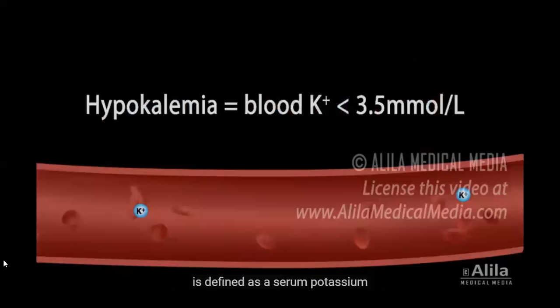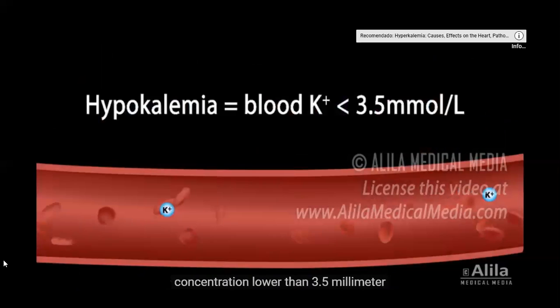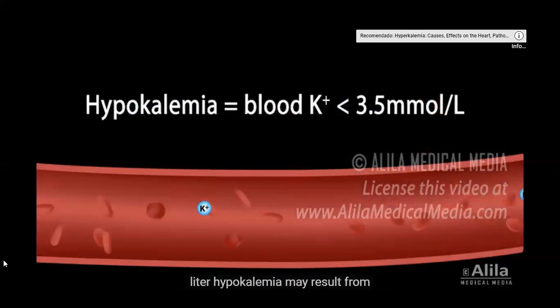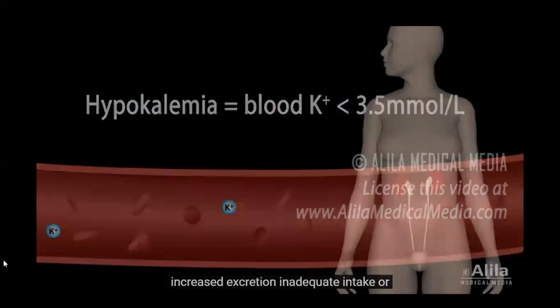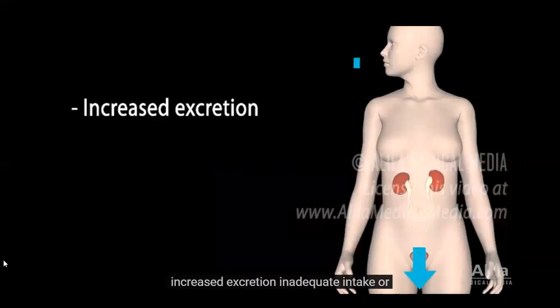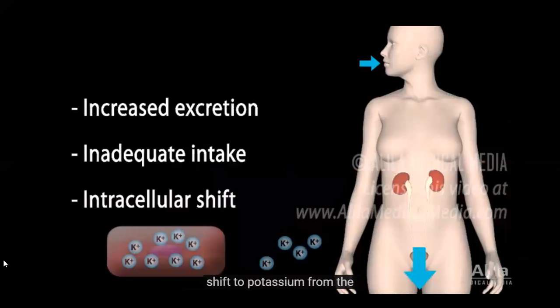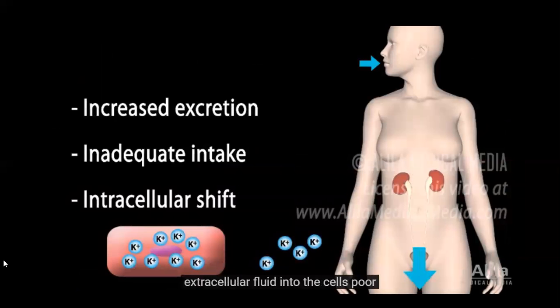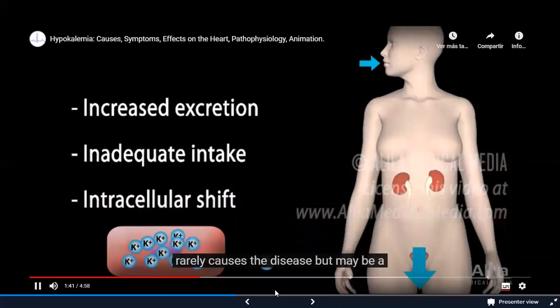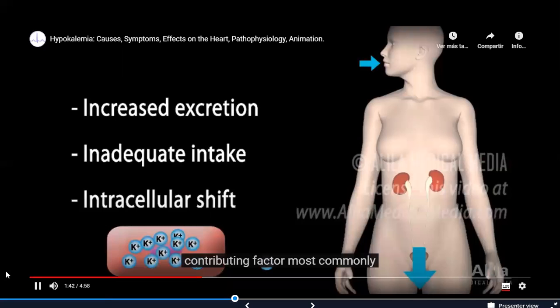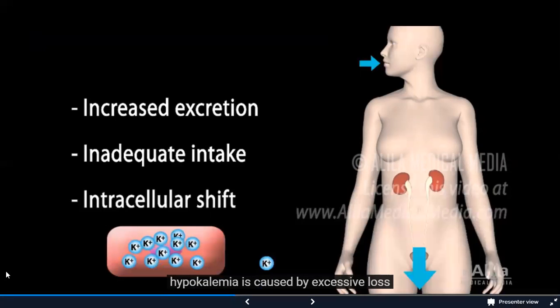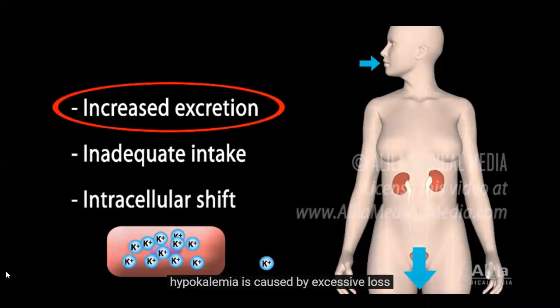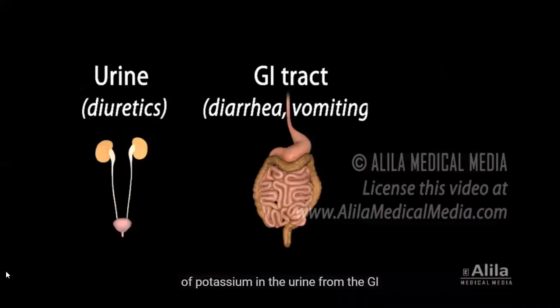Hypokalemia is defined as a serum potassium concentration lower than 3.5 millimoles per liter. Hypokalemia may result from increased excretion, inadequate intake, or shift of potassium from the extracellular fluid into the cells. Poor intake or intracellular shift alone rarely causes the disease, but may be a contributing factor. Most commonly, hypokalemia is caused by excessive loss of potassium in the urine, from the GI tract or skin.